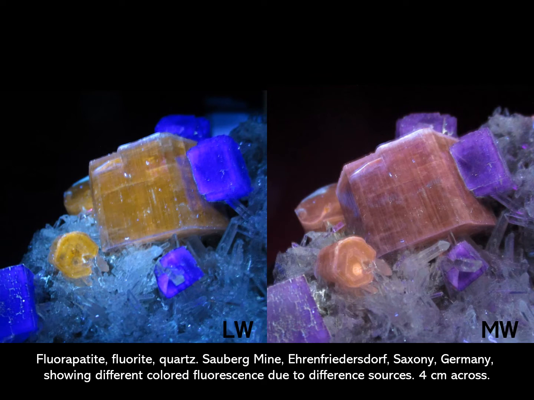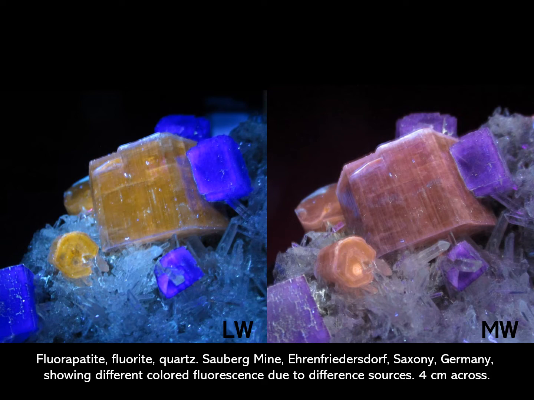For some minerals, the exact color and intensity of fluorescence is heavily dependent on the light source. For UV lights, you have long-wave, mid-wave, and short-wave sources. This piece from the Sauerberg mine is made up of fluorapatite and fluorite on quartz, where both the fluorapatite and fluorite fluoresce. In long wave, the fluorapatite is yellow and the fluorite is blue, while under the midwave source, the fluorapatite is pink-orange and the fluorite is more of a purple.